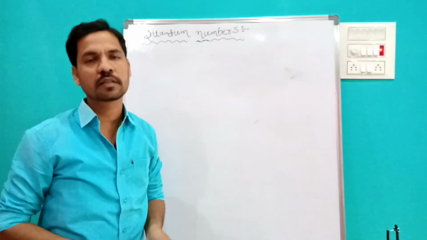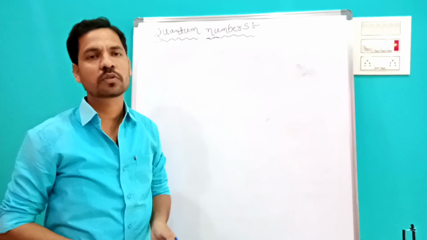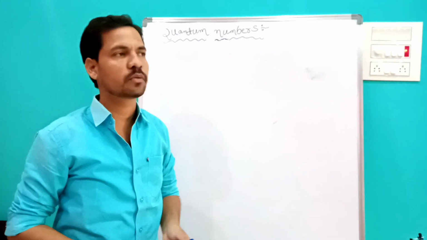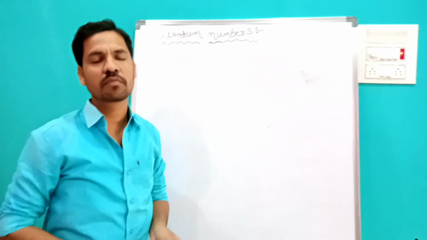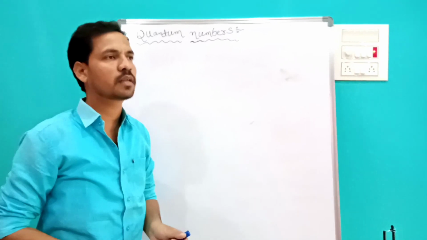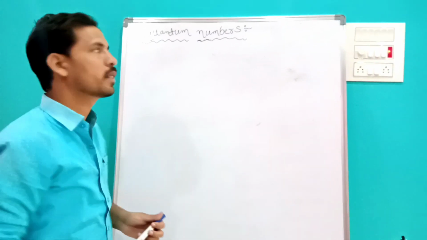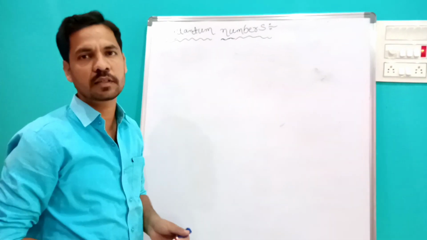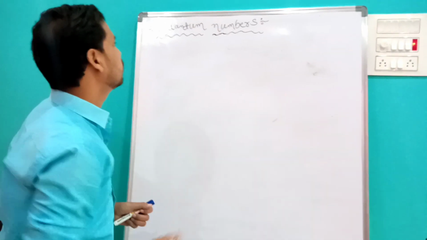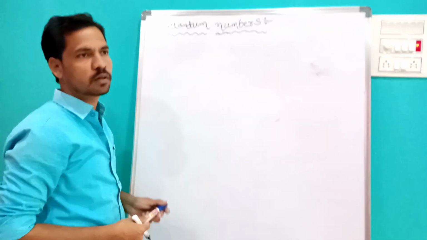In the previous classes we have discussed the Bohr's model of the hydrogen atom and also the Bohr-Sommerfeld model of the atom. In this class, we are discussing the quantum numbers. So what are the quantum numbers?